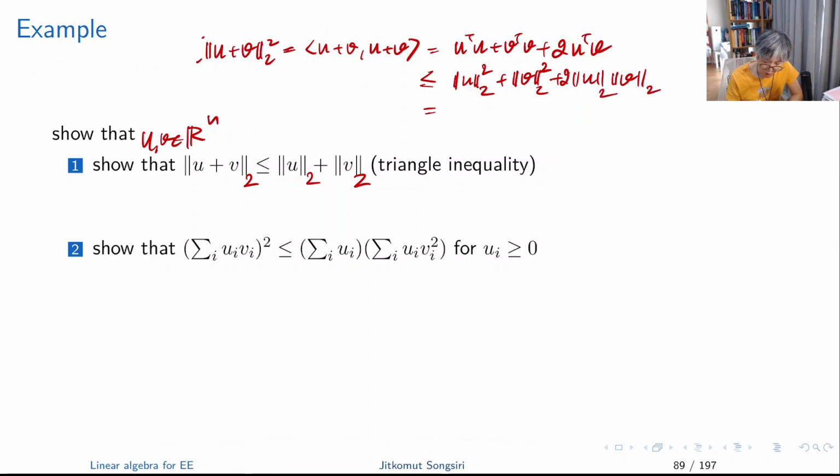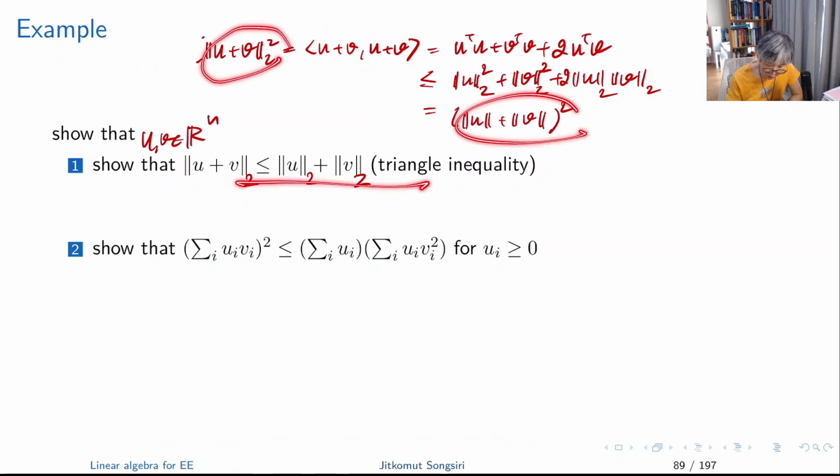Okay. So after that, you can see that you can make a complete square. This is the first one squared, the second one squared, plus 2 times the first times the second. And that proves the triangle inequality.